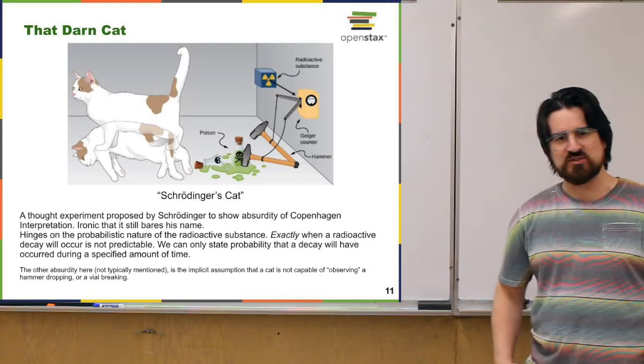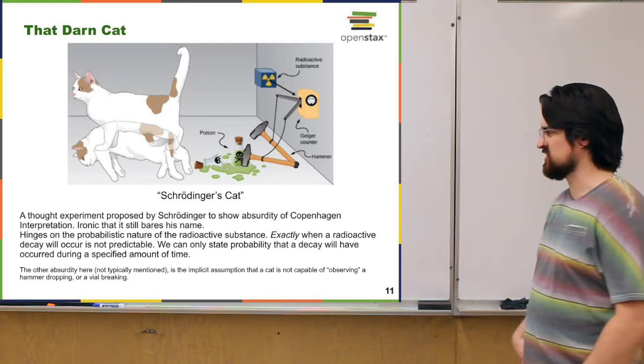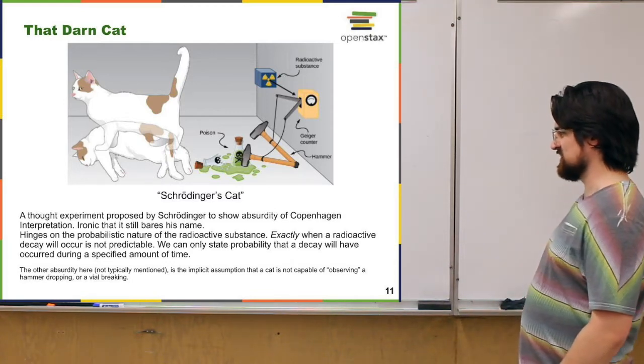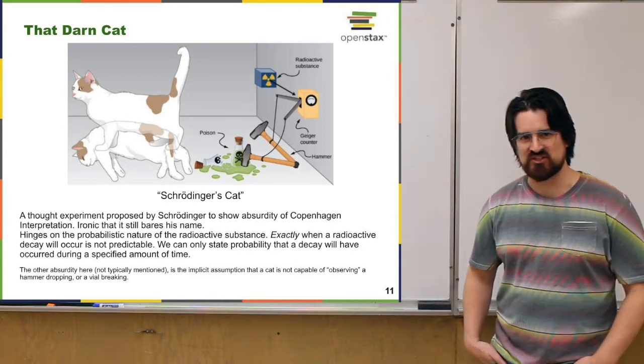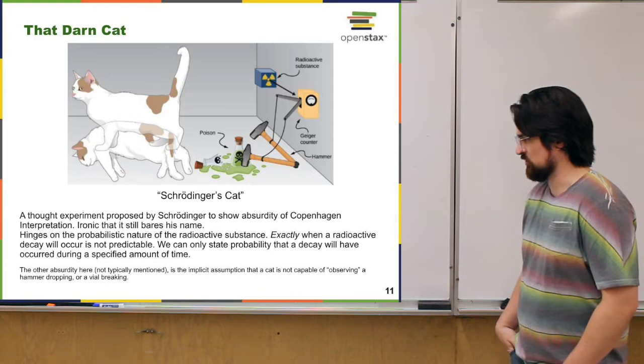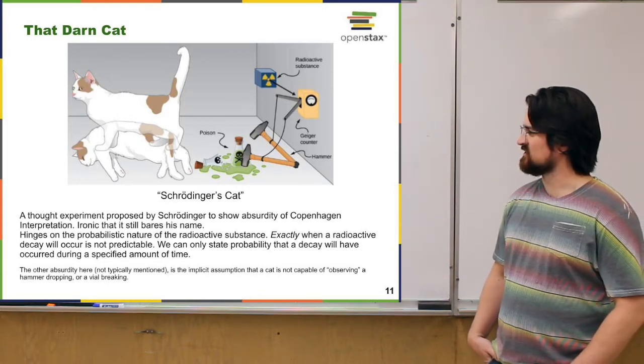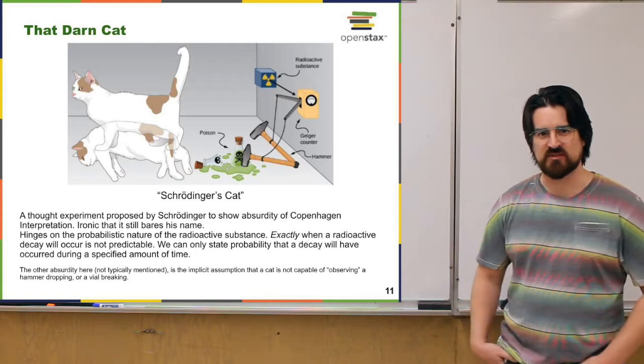And just to point out too, the other absurdity going on here that maybe isn't mentioned as much is this implicit assumption that a cat couldn't observe the hammer dropping or the hammer breaking the vial. I'm pretty sure a cat is quite capable of observing something like that.